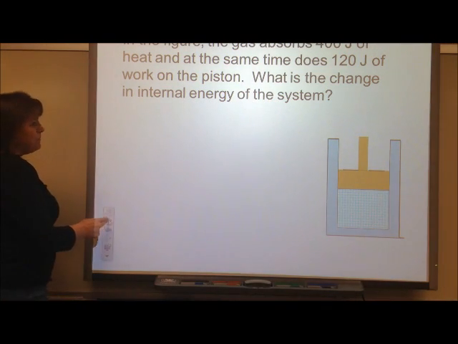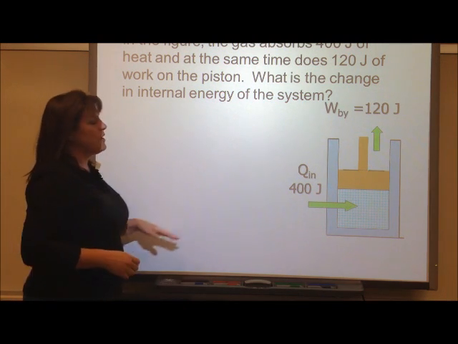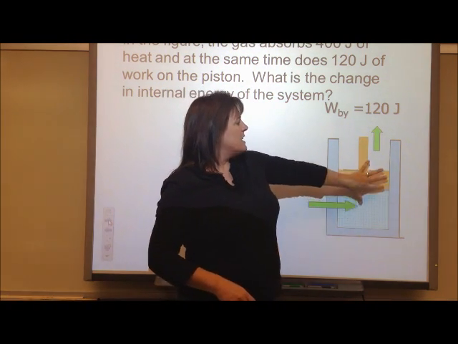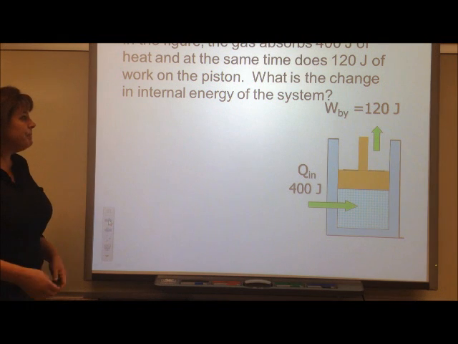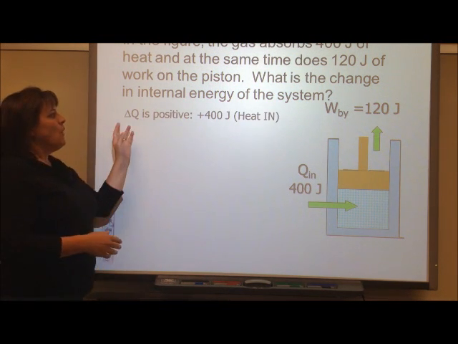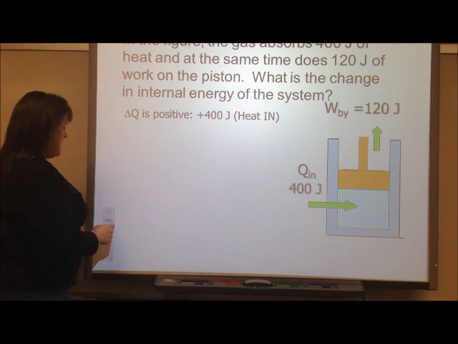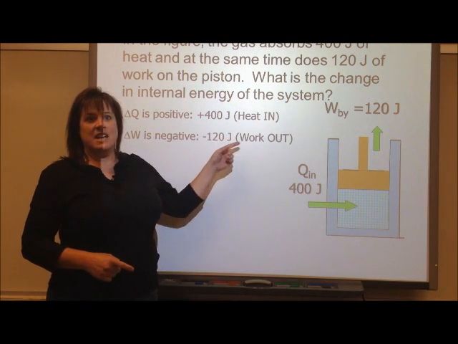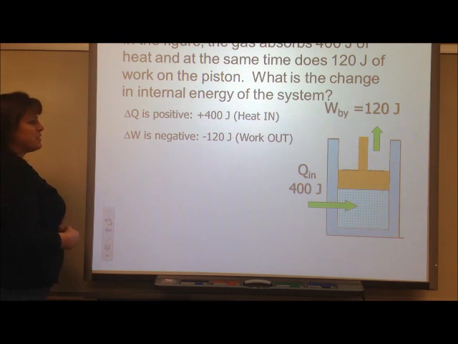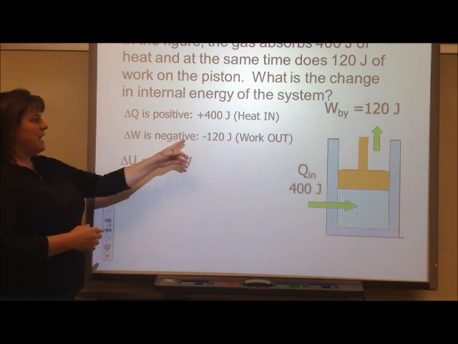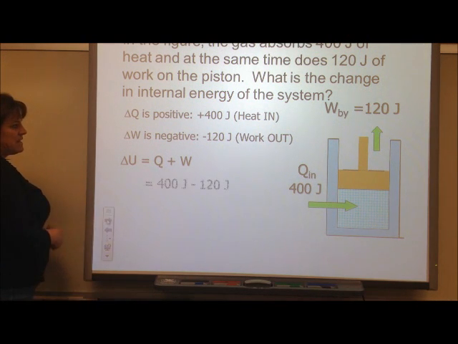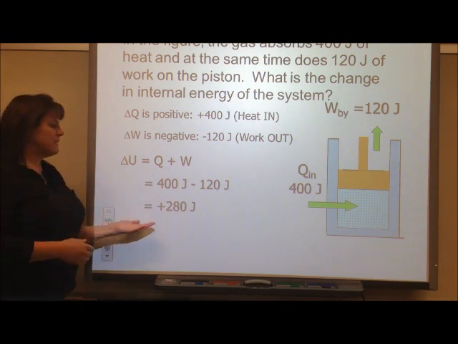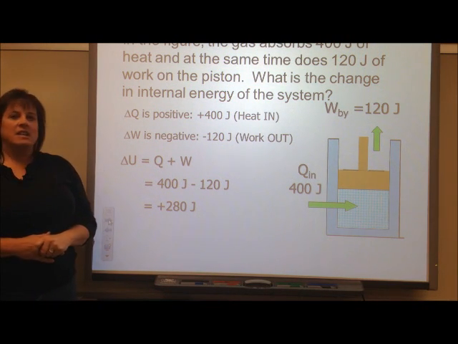It's going to expand. So I put 400 joules into the system through heat, and it's going to cause the gas to expand, which means there is work being done by the gas. So our heat is positive, and our work is negative. So by the first law of thermodynamics, delta U is Q plus W. Then I have a negative for work because the gas is actually doing the work, so that's work done by the gas. 400 minus 120 gives us a positive 280 joules.